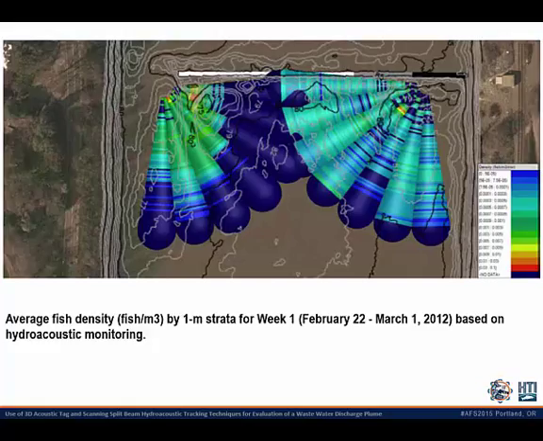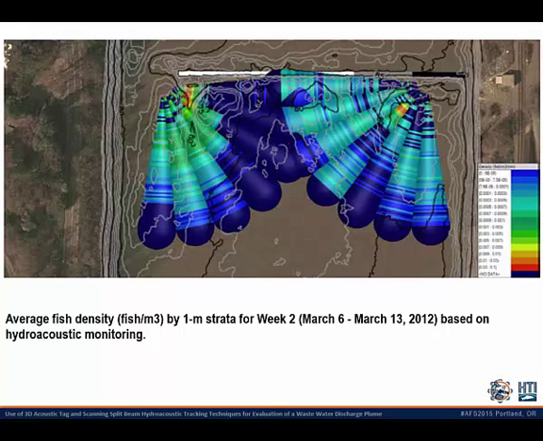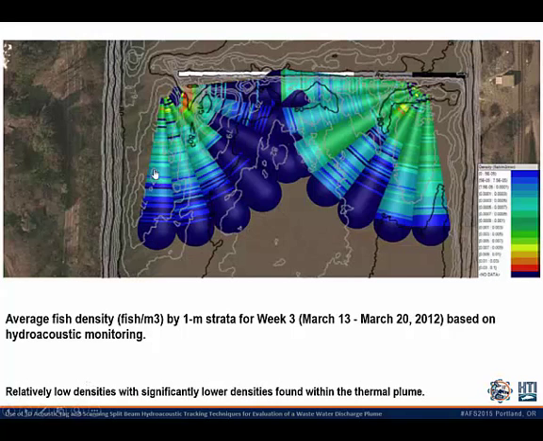And so for the first week of the study, you'll notice that there were relatively low densities of fish, but there were 3 areas of higher concentration, as shown in the bubbles here. In the second week of study, similar results were seen. Again, 2 areas of higher concentrations in approximately the same locations. And then finally, in the last week, again, you see these 3 areas of higher concentrations. But for the most part, these were relatively low densities of fish.